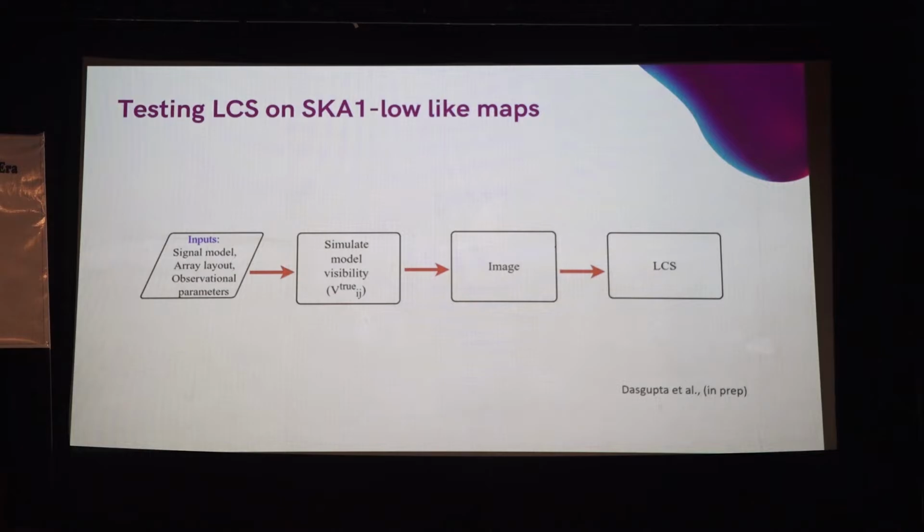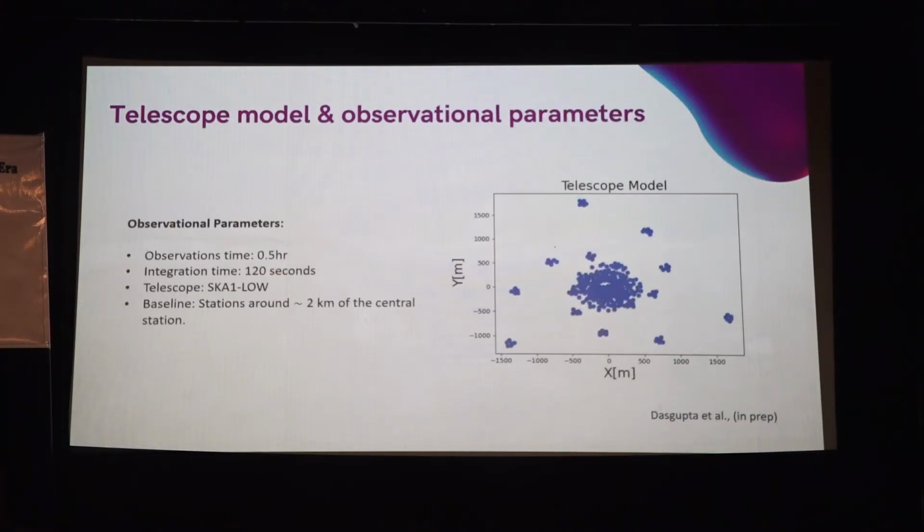Now, to test the robustness further, we wanted to take our images as a sky model, and we fed it into our pipeline, which mimics the behavior of SKA1-Low. And this is a simplified schematic of our pipeline. These are the details of our pipeline. We had a baseline around 2 kilometers from the central station, and our integration time was 120 seconds, for an observation time of half an hour. And this was pointed at a direction where the right ascension was 15 hours and the declination was minus 30 degrees.